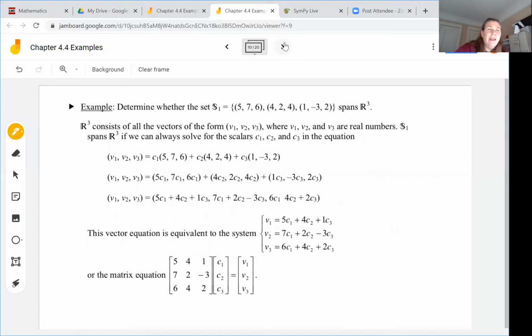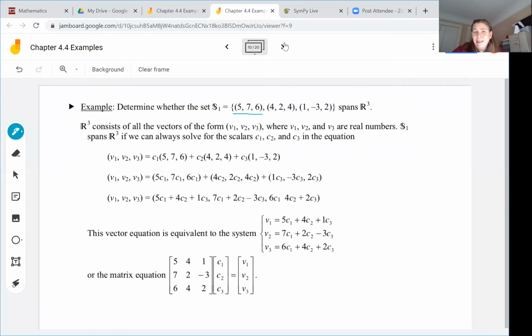Okay, so let's take a look at an example here. We are going to determine whether this set that we're going to call S1, which is the vectors (5, 7, 6), (4, 2, 4), and (1, -3, 2), spans R3. R3 consists of all the vectors of the form (v1, v2, v3), where v1, v2, and v3 are real numbers. So the three-dimensional vectors in three-dimensional space.